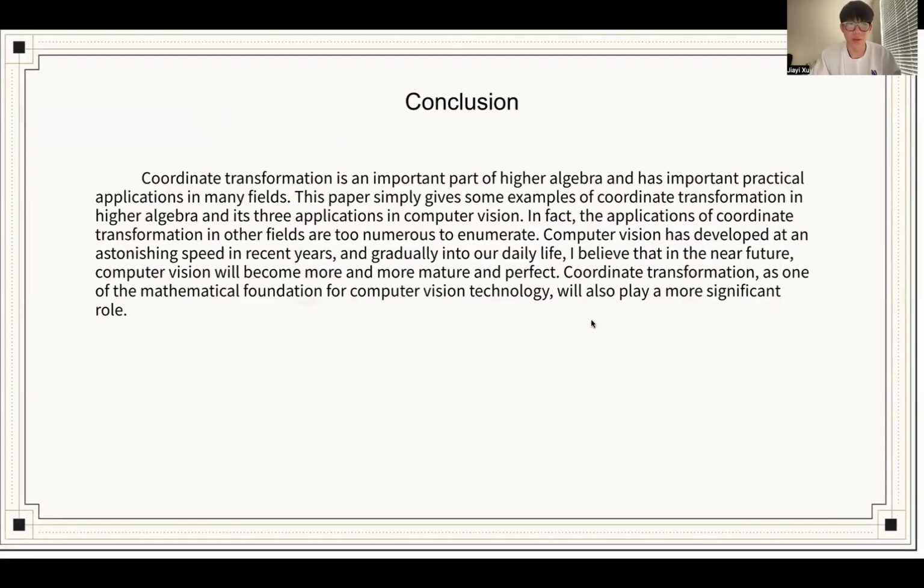So now the conclusion. Coordinate transformation is an important part of higher algebra and has important practical applications in many fields. This paper simply gives an example of coordinate transformation in higher algebra and its three applications in computer vision. In fact, the applications of coordinate transformation in other fields are too numerous to enumerate.